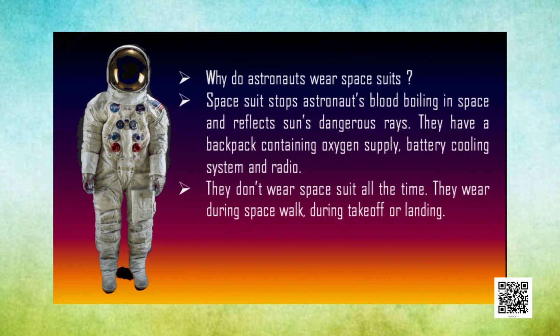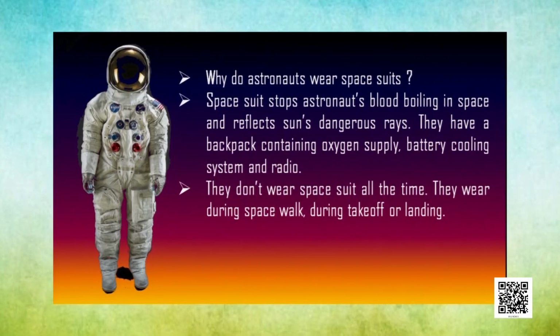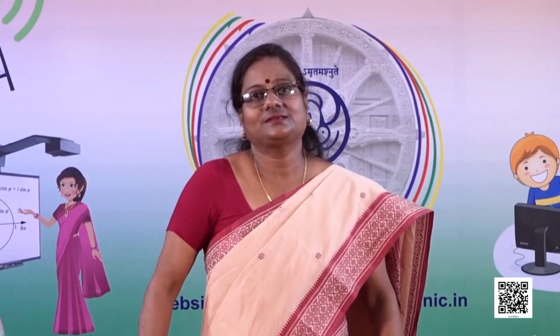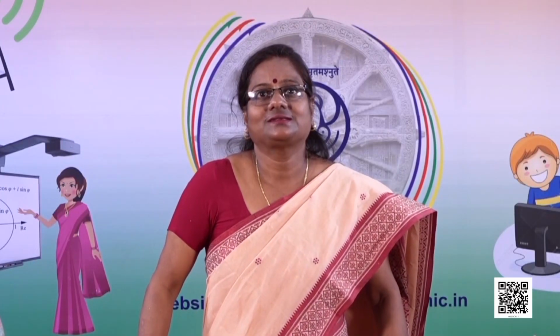Space suits stop astronauts' blood from boiling in space. It's hot over there. And they reflect the sun's dangerous rays. They have a backpack containing oxygen supply, battery, cooling system, and radio. They don't wear space suits all the time. They wear them during a spacewalk or during takeoff or landing. As in the other pictures you have seen in the dining room, they are wearing casual dress as we people use. Okay? We have discussed certain facts.